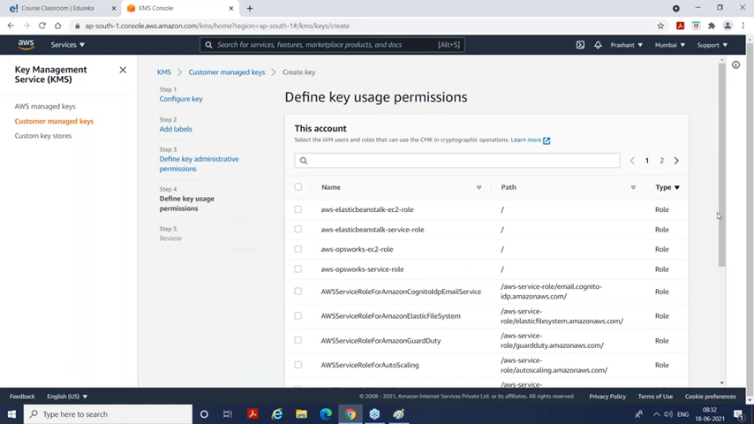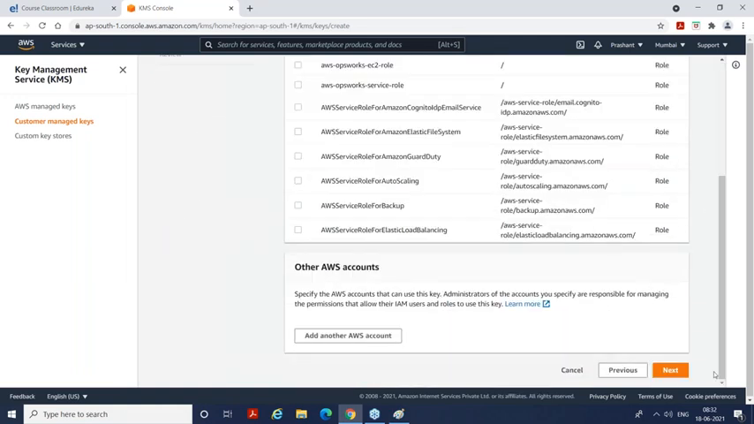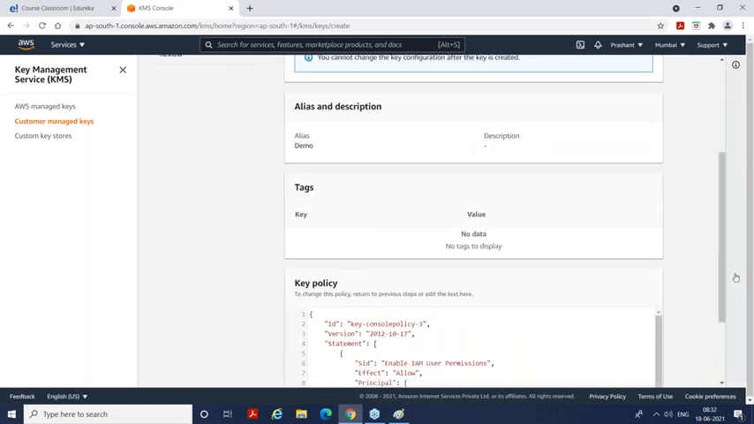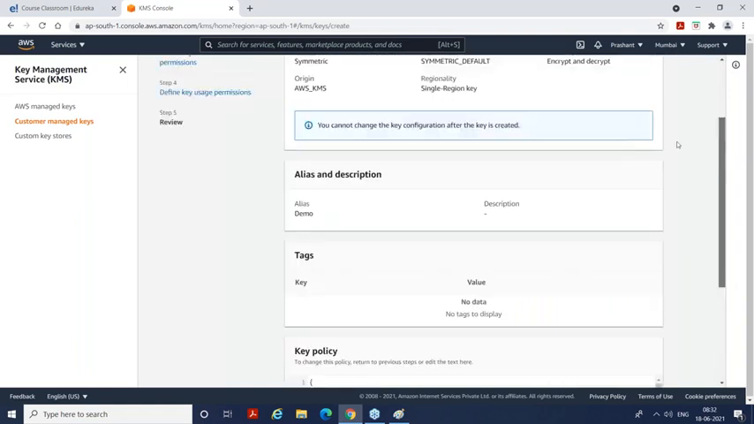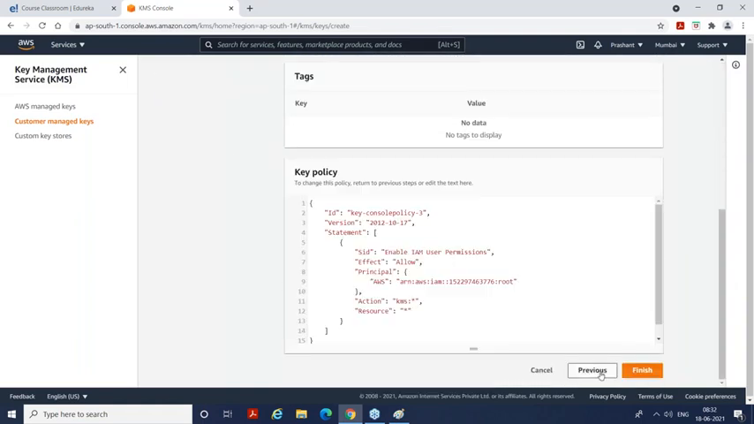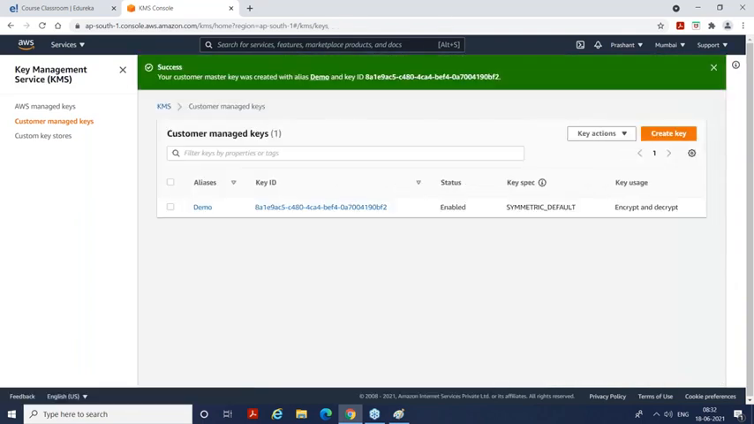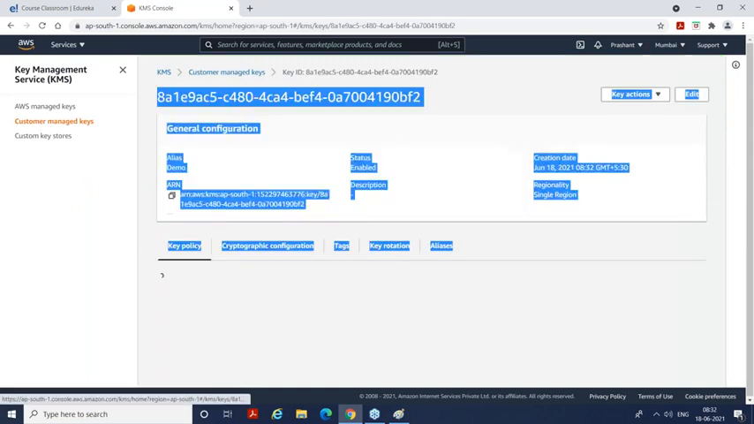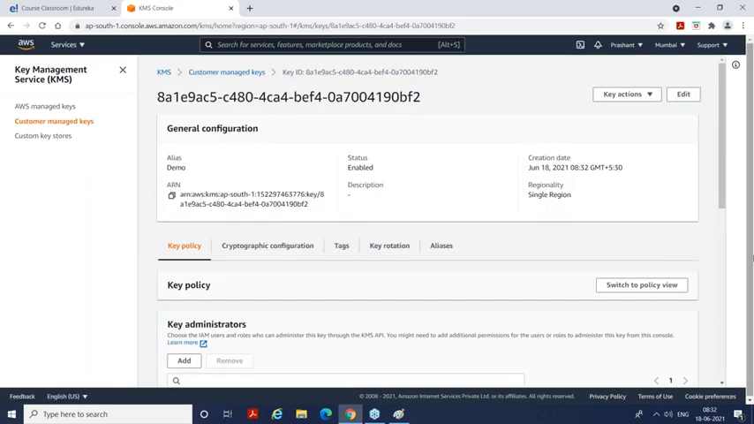define key usage, who all can use. Again, you can add a specific AWS account or you can assign a role. Only those roles can access it, right? So once I say this and I say finish, my key would get generated. Now pay attention, this is my symmetric key, okay? Key usage for encrypt and decrypt, and this is my key ID.